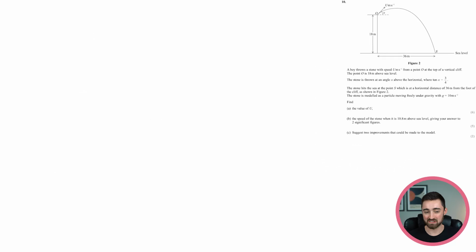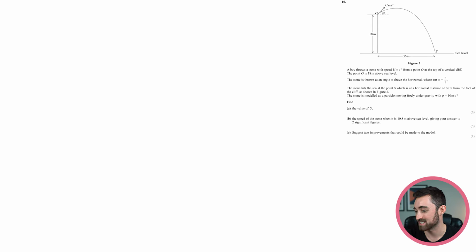Last question, we've almost survived. Let's have it. A boy throws a stone with speed u from a point O at the top of a vertical cliff. Point O is 18 meters above sea level. Stone is thrown at an angle of alpha above the horizontal. Tan alpha is 3/4. They've done it again.